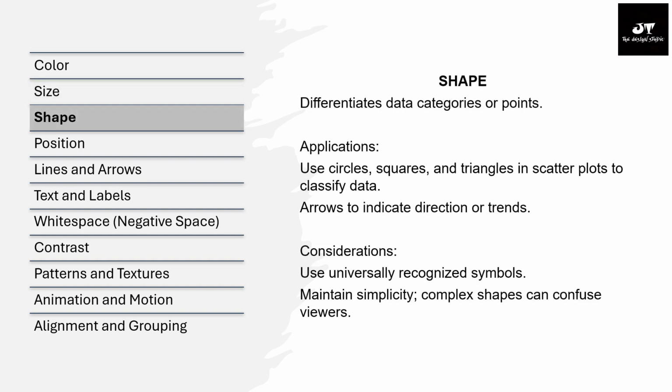The next data cue is shape. Shape is used to distinguish between categories or types of data points. In a scatter plot, different shapes such as circles, squares, or triangles can represent different groups. Arrows are often used to indicate directionality or trends, such as showing movement or flow in a dataset.